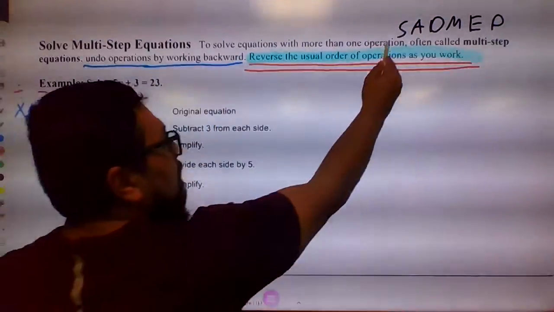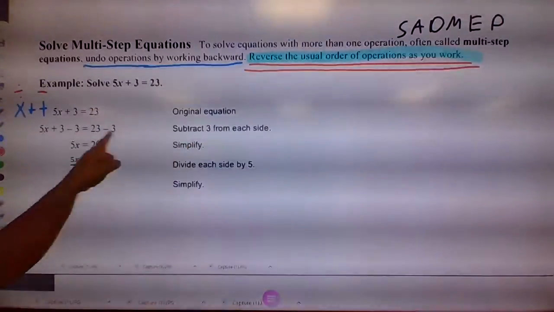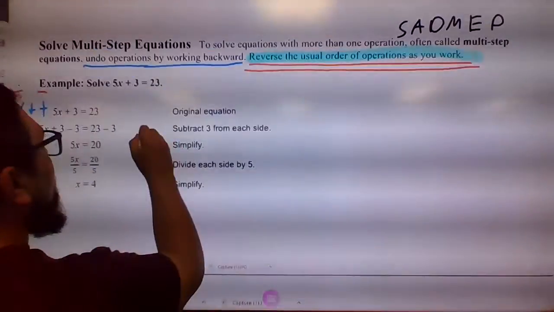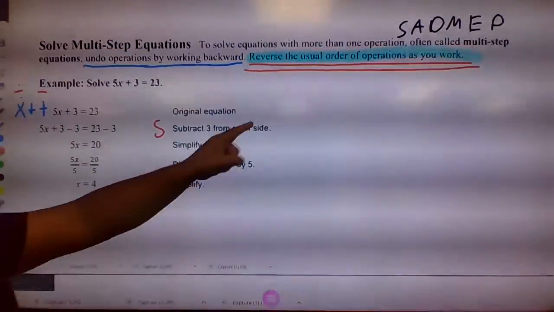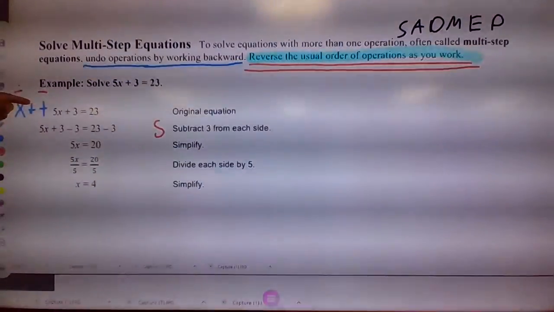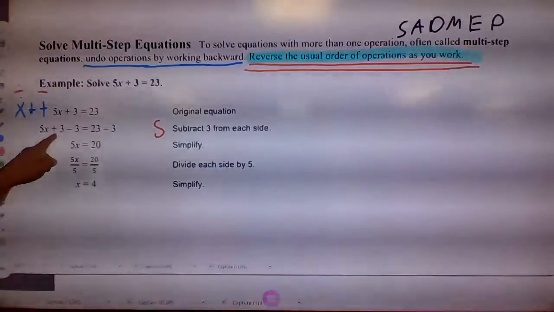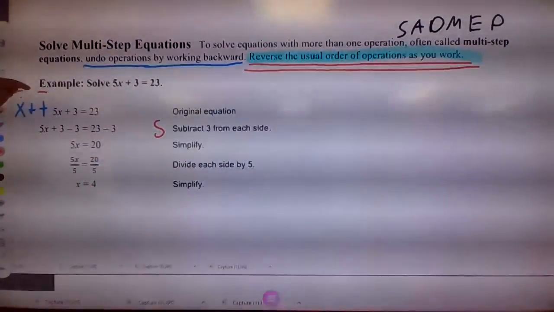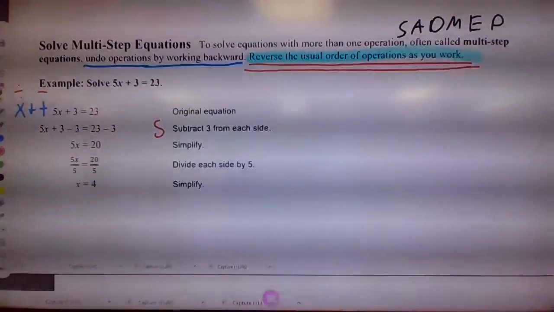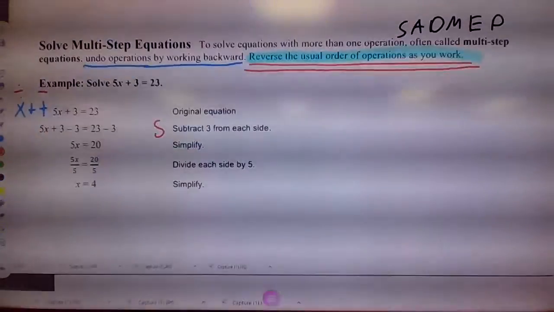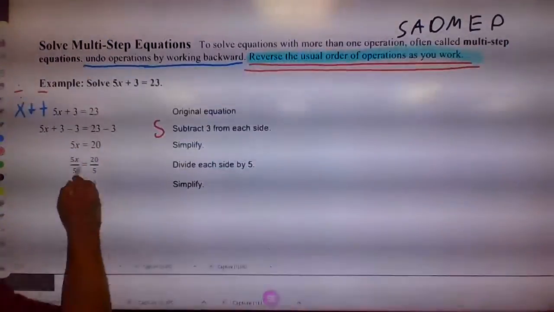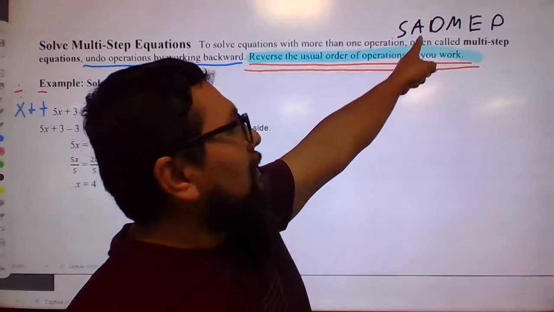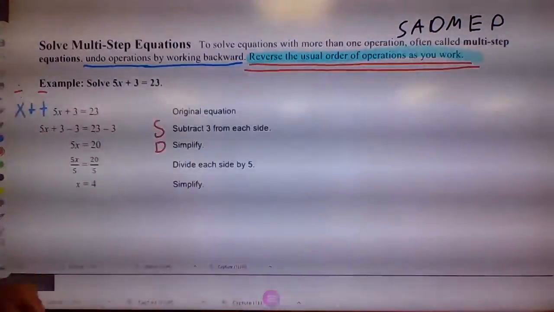So let's see what SADMEP says. So what are we going to do first? Subtract or add? So it looks like right here, they subtracted the 3. Instead of addition, they used S because it was already being added up here. So now you do the opposite. So 3 minus 3 is 0. 23 minus 3 is 20. So there it is. So we're done with the subtraction. Now we're left with the division. So when you divide, you've got to divide by 5. So right here is D. So we subtracted. We didn't add. Now we divided. Okay. Divide by 5.